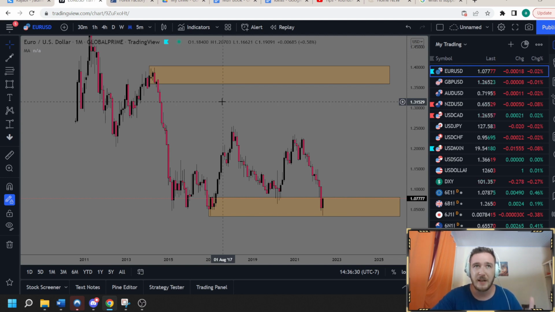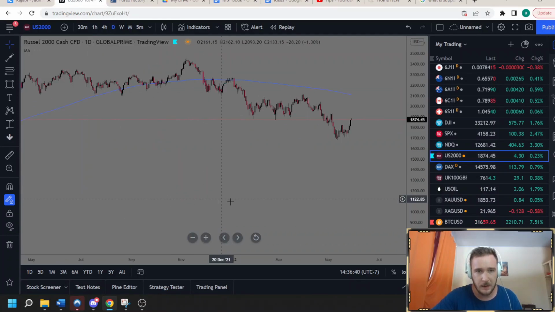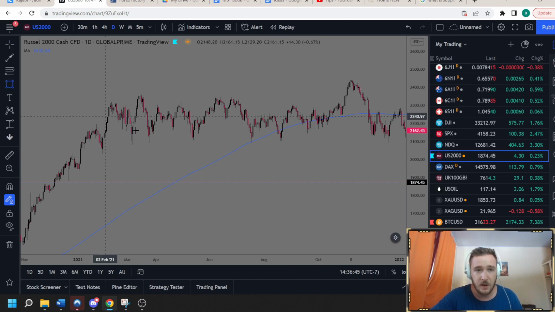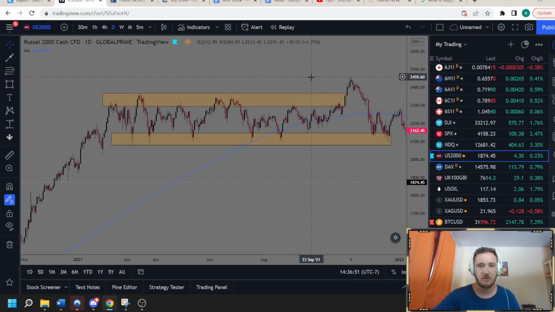But understand, if price is respecting an area 8 times, 10 times, then why would you be looking to take an opposite side, right? An example of this is the US 2000. We pop over to the daily time frame. There is nothing wrong with buying low, selling high, calling this support, calling this resistance, right? There's nothing wrong with that. It's just the top of a range and the bottom of a range.